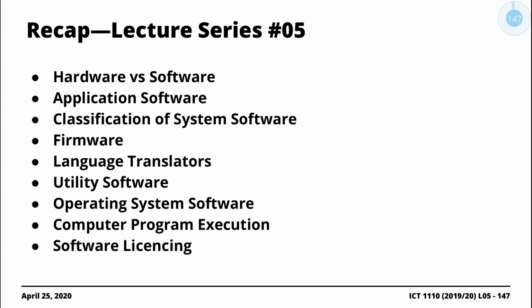All right, so that brings us to the end of lecture series number 5. We've covered quite a bit. We started off by looking at fundamental differences between hardware and software, and then we looked at the different categories and subcategories of software, so application software and system software. Then we gained an appreciation of how a computer program gets executed, and we finally wrapped up by looking at different software licensing models that are available out there.